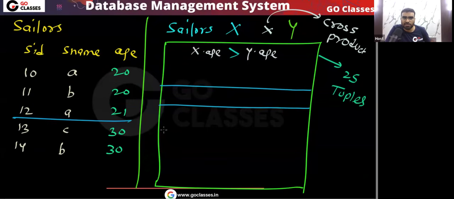For this seller also you will not get this type of tuple. But for this seller, what will happen? See, for this seller, you can see the age is 21, and this will combine with everyone. So this 21 will combine with this also.